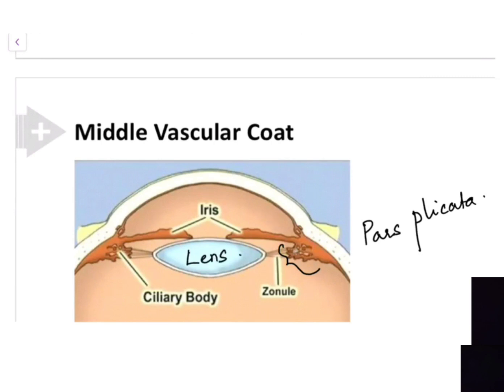So these zonules help to keep the crystalline lens in its position. And the posterior part of the ciliary body is called the pars plana. For obvious reasons, you can see that it is plane. So pars plicata and pars plana are the two parts of the ciliary body. So see, the ciliary body gives attachment to the zonules which help to keep the lens in its position.